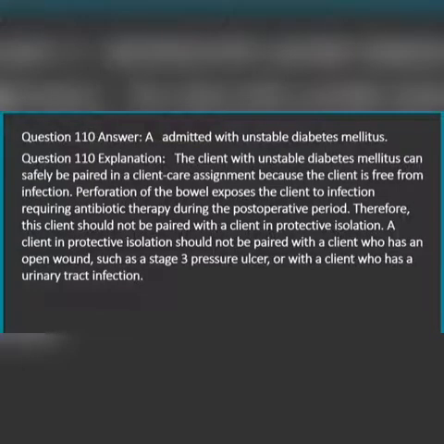Question 110. Explanation: the client with unstable diabetes mellitus can safely be paired in a client care assignment because the client is free from infection. Perforation of the bowel exposes the client to infection requiring antibiotic therapy during the postoperative period. Therefore, this client should not be paired with a client in protective isolation. A client in protective isolation should not be paired with a client who has an open wound, such as a stage 3 pressure ulcer, or with a client who has a urinary tract infection.